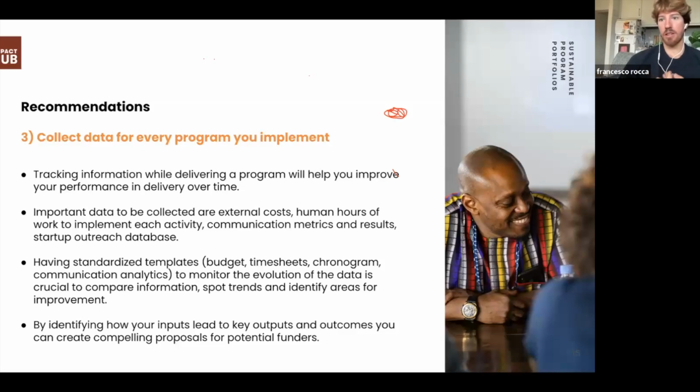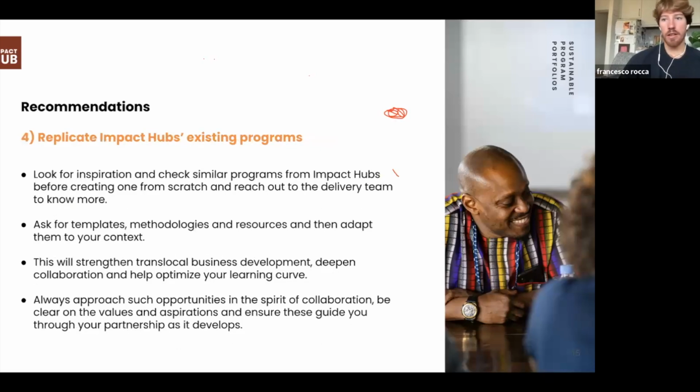And here, what I think is very important is to have a good management system, or software as well. Then the fourth recommendation was to try not to reinvent the wheel and build a new program again, but to look at successful projects from the network and replicate them here.